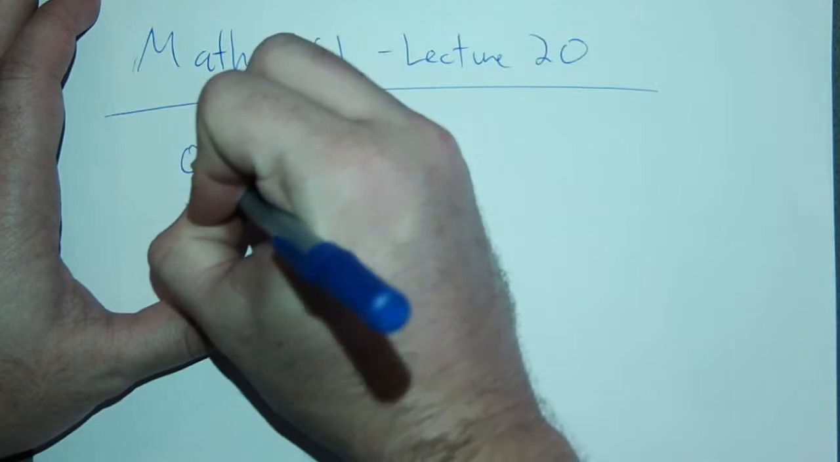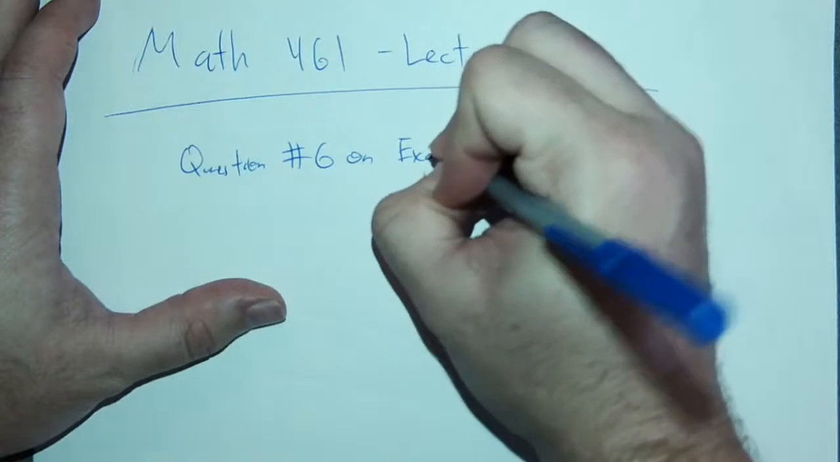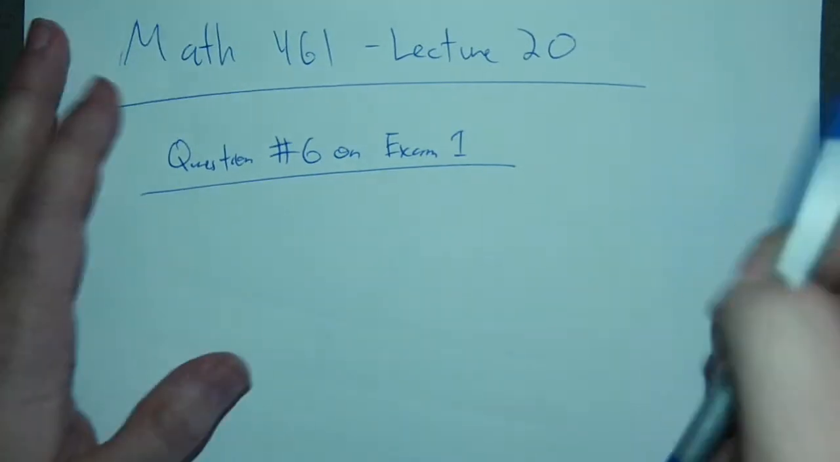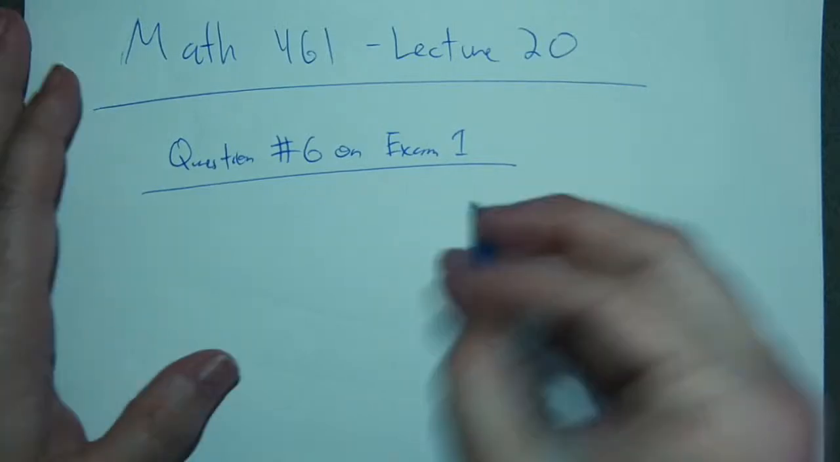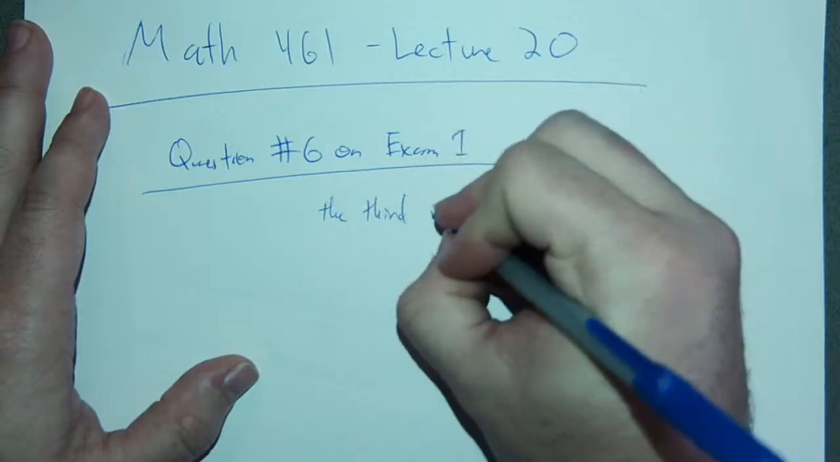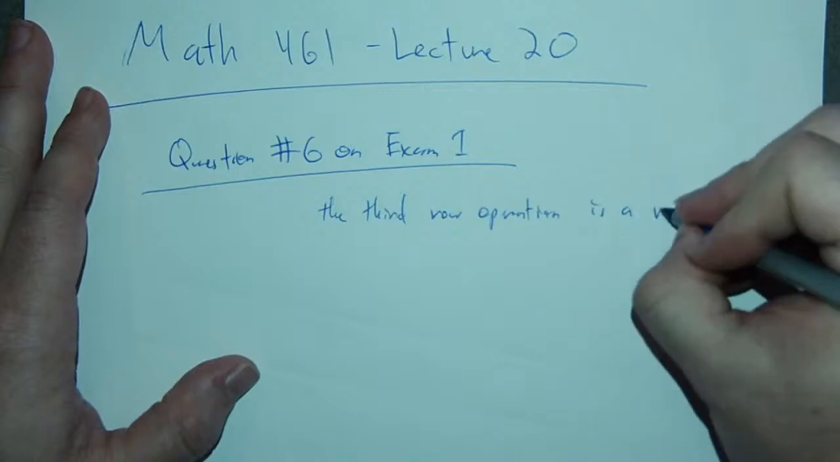So for question number 6 on exam 1, I wrote: the following sequence of 3 elementary row operations. That's swapping the first row and third row, multiplying the second row by -2, and multiplying the first row by 4 and adding it to the second. I understand; really, I should have put quotation marks around that. The third row operation is a row replacement.